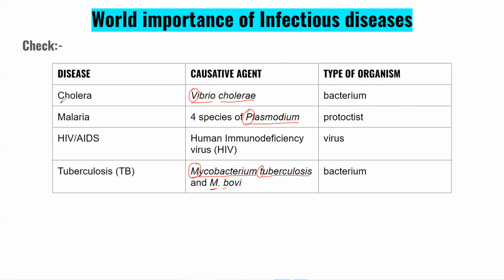So how many bacterial diseases do we have on our list? We have 2 bacterial diseases. Vibrio cholerae is a bacteria and Mycobacterium tuberculosis is a bacteria. How many protists do we have on our list? We have 1, that is Plasmodium, and the virus on our list is HIV. Okay, you have to remember what kind of organism they are, the name of the causative agent, and the name of the disease. Lots of multiple choice questions come around this.